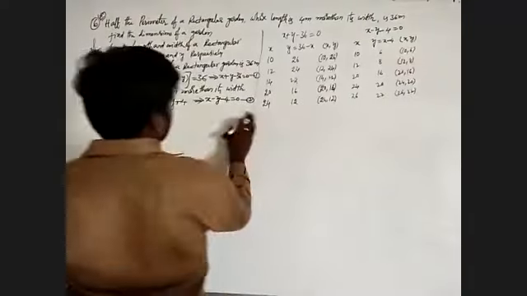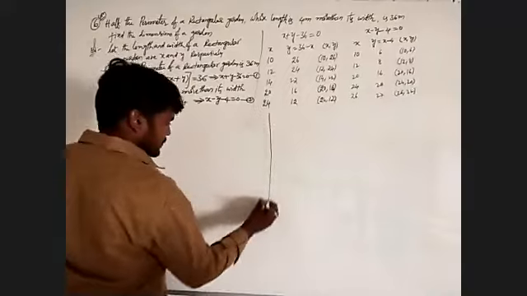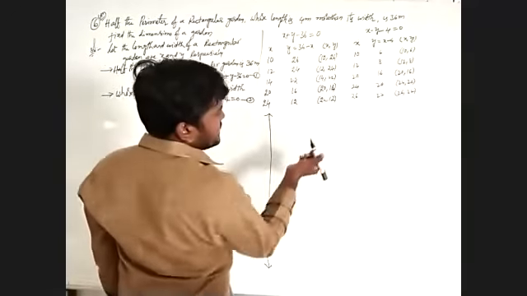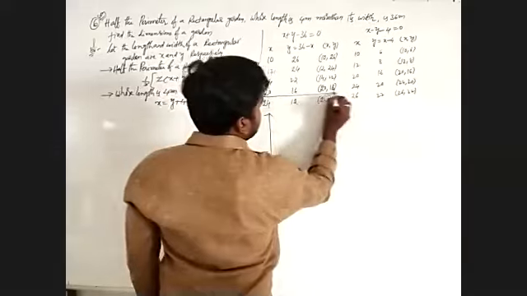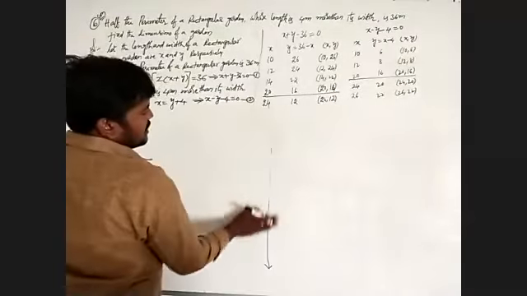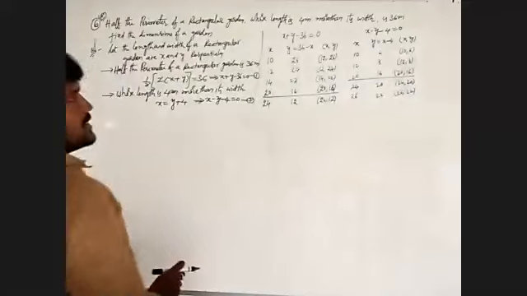We have to draw a graph in this one. Their intersecting point, 20 comma 16, will be plotted in this graph. That's enough. I will explain in the next class.